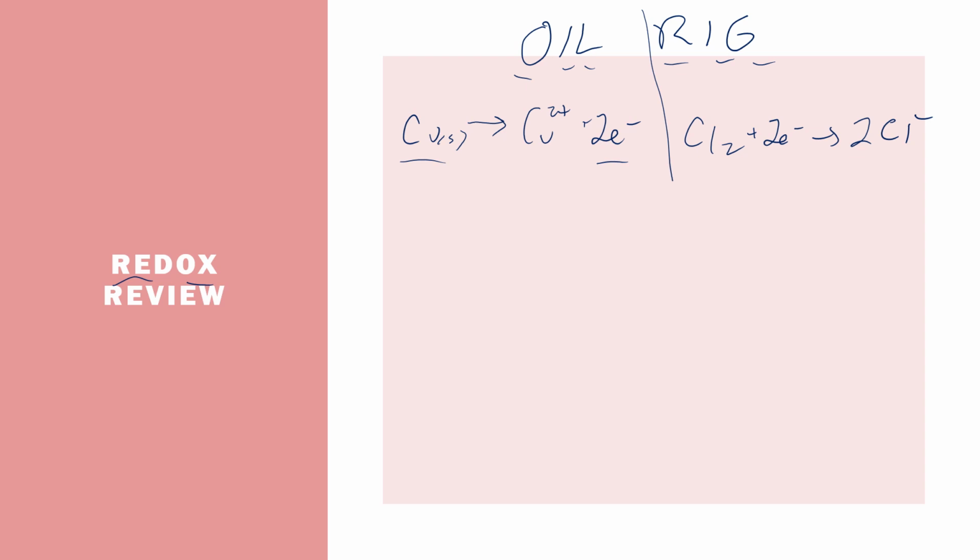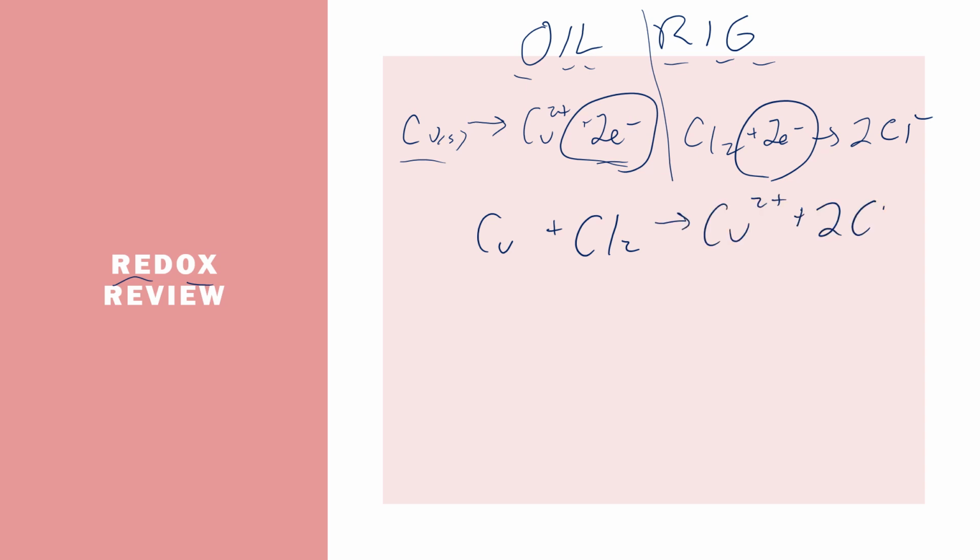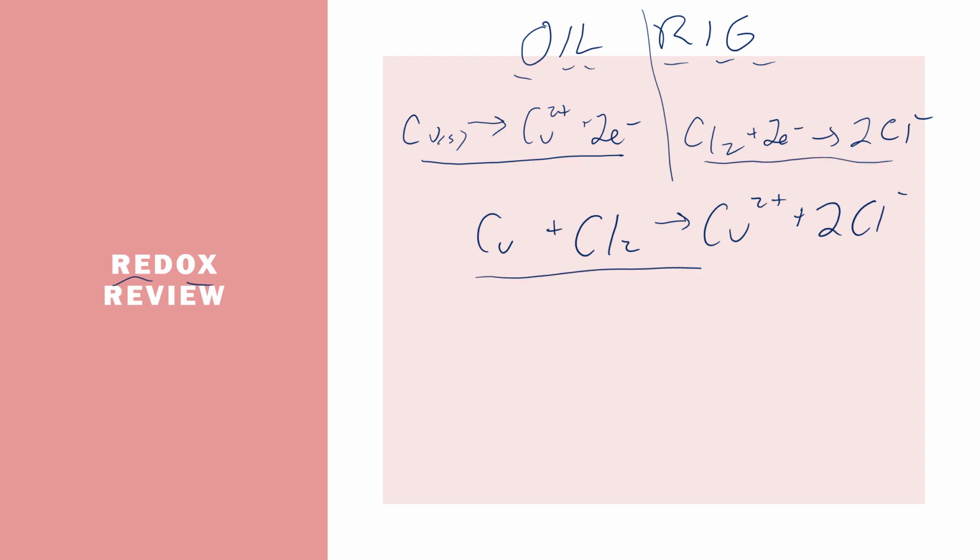So if you were to add these 2 up, notice how I chose ones where the electrons are the same, so you can just add them together. The solid copper can react with the chlorine gas to form copper 2+ ions and 2 chloride ions. And I took out the electrons because they were the same; there is a transfer of electrons, we just can't see it in the overall reaction. So again, this is an oxidation half reaction, this one is a reduction half reaction, and this would be the overall reaction if I put the 2 together.